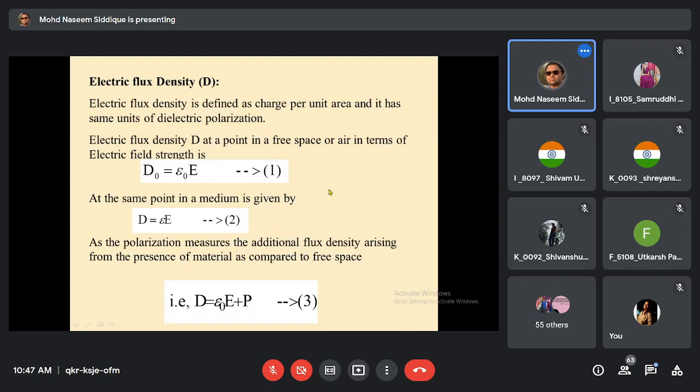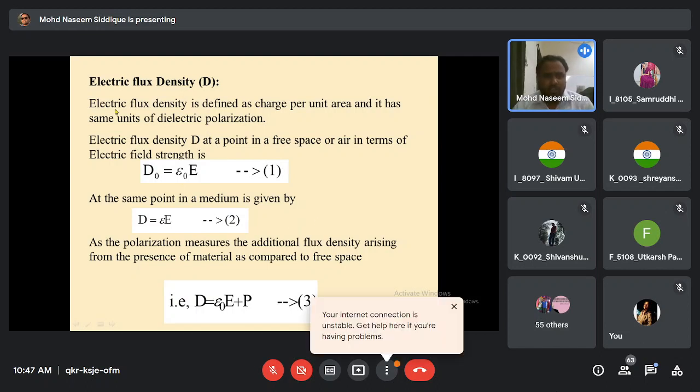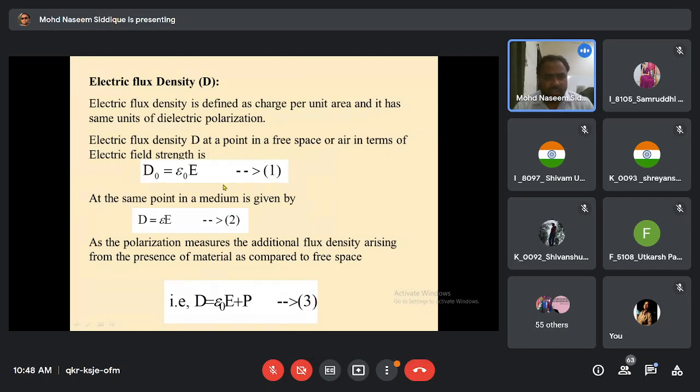Now we have to write the displacement vector equation in free space, other than in the medium. The electric flux density, equation number one, as I told you in the previous slide: D is directly proportional to E. This is the equation for free space. And at the same point in a medium, we can write D is equal to epsilon E. What is the difference in between? Here we have taken epsilon naught, and here we have to take epsilon. Epsilon is the electric permittivity in a medium, and epsilon naught is the electric permittivity in free space.